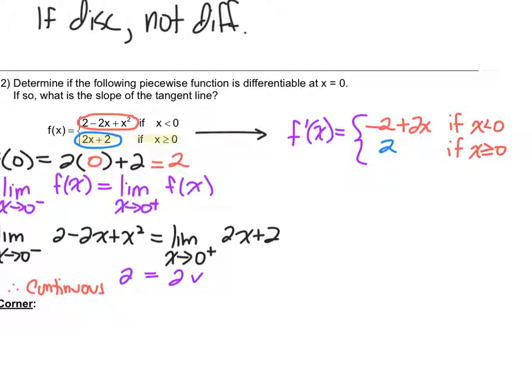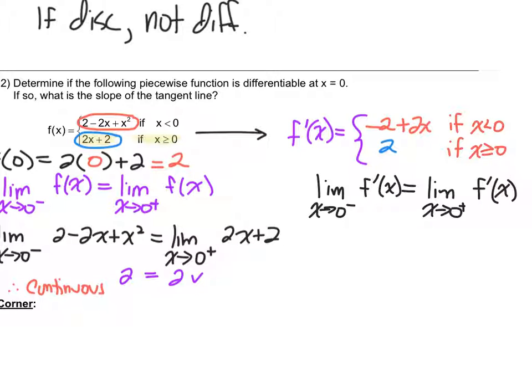All right, so we know it's continuous. It's just a question of, do I have a meaningful derivative? If I'm going to have a meaningful derivative, the limit of the derivative from the left has to be the same as the limit of the derivative from the right. All right, what that looks like is the limit as x approaches, in this case 0, from the left of my derivative function. I want that to be the same as the limit as x approaches 0 from the right of my derivative function.